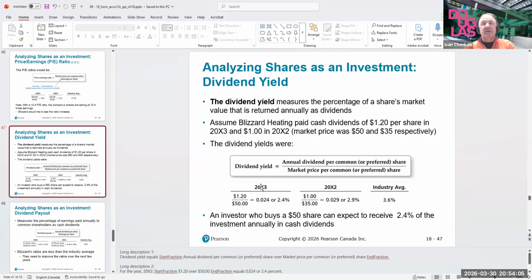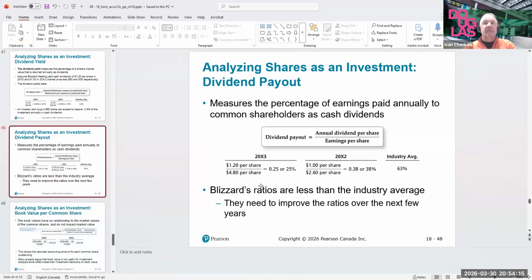That's what it simply tells you: how much I expect to earn as a cash dividend if I invest a certain amount of money. The last ratio is the dividend payout ratio. Oh no, there's one more. Dividend payout ratio is, from the net earnings, how much dividend we are paying to the shareholders.